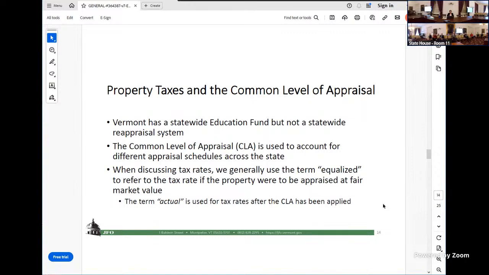The same is true for businesses or any other non-homestead property. So what the CLA does is essentially say, how much do we need to adjust the tax rate to make sure that at the end, the bill is reflective of if that property were appraised at fair market value. Another way to think about it, mathematically, it's the same as applying a CLA adjustment to literally raise the property value. The CLA is applied to the tax rate because it makes it easier to administer, when thinking about municipal property taxes versus statewide education property taxes. But mathematically, it would be exactly the same if you were to put it against the value of the property.